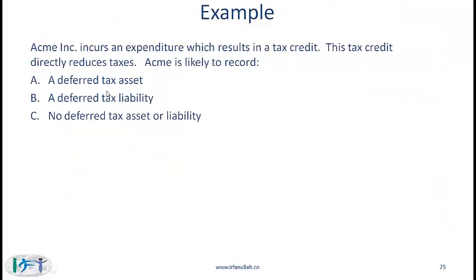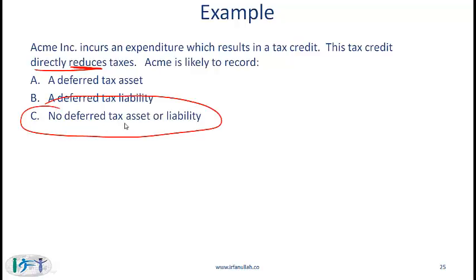Do this question now. Here is what you need to note. So Acme incurs an expenditure which results in a tax credit. This tax credit directly reduces taxes. What is Acme likely to do?